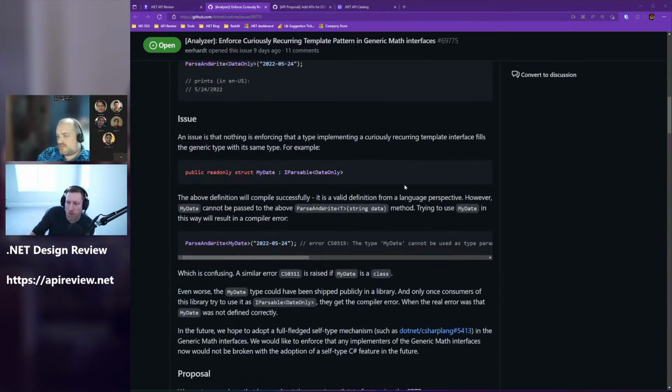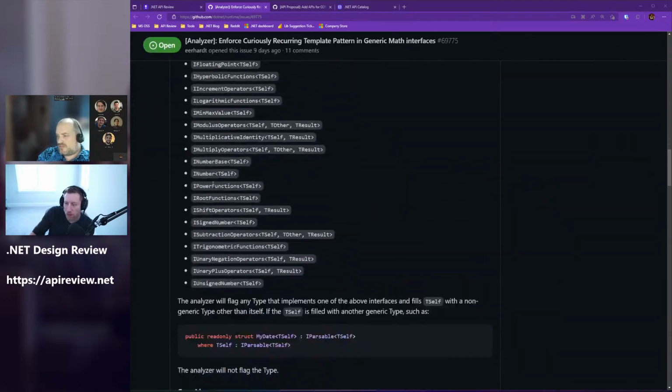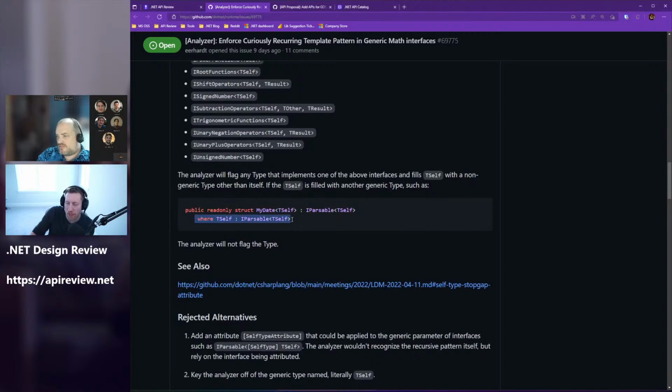So my understanding was that the point of this analyzer would be to give you a warning when you omit this line here. Is that fair? No, it's the line above it. That line would be the one with the squiggle. Because TSelf is recursively constrained, this is an error because you can't actually pass MyDate of TSelf into any method that's constrained with where TSelf is IParsable of TSelf.